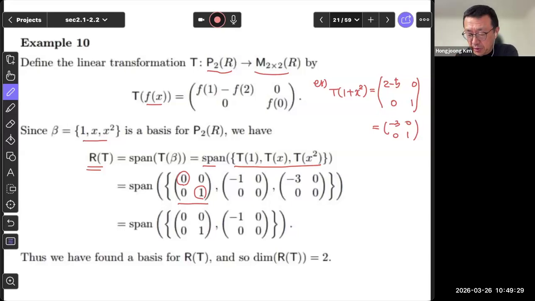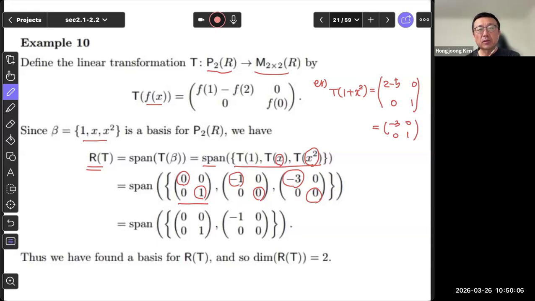When f of x is just x, f of 1 is 1, f of 2 is 2, f of 0 is 0. So 1 minus 2, and 0, will go to the diagonal. In case of x squared, f of 1 is 1, f of 2 is 4, so their difference is negative 3, and f of 0 is 0. So all of the range of T is generated by these three matrices.